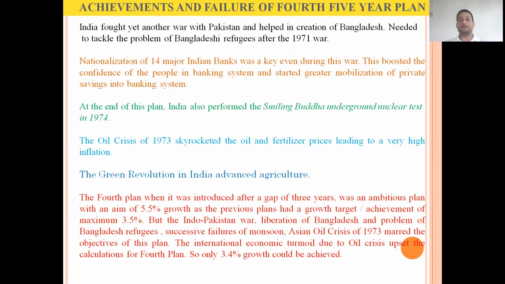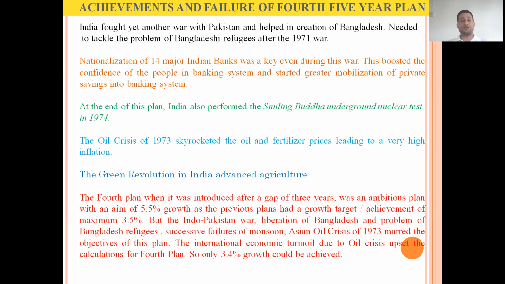So it was one of the successes of the government of India during this period, because the Indian government could perform the Smiling Buddha underground nuclear test successfully. The oil crisis was also one of the key challenges for all the economies of the world, not only for India. The oil crisis of 1973 skyrocketed oil and fertilizer prices in most of the countries of Asia. So this is one of the phenomena that happened during the 4-5 year plan.